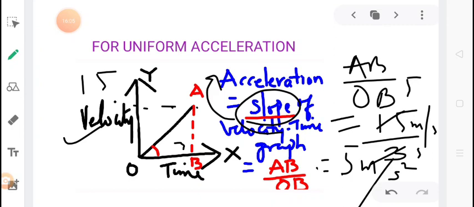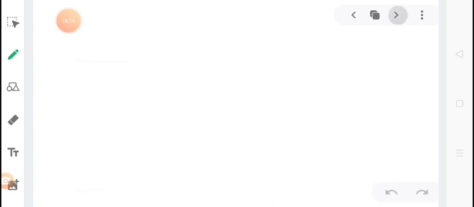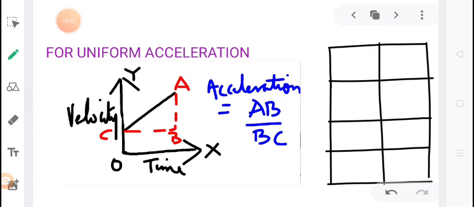But one question, is it always necessary that the object should always be having initial velocity equal to 0? Obviously not. What should the graph look like if the initial velocity of the object is not equal to 0? It looks like this. It doesn't begin from the origin. This is the value of t, this is the value of velocity. So we are considering 3 different values.